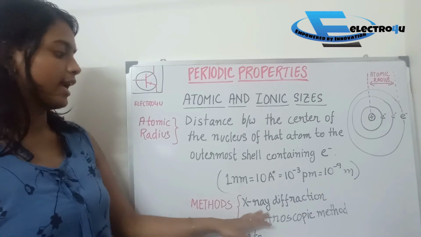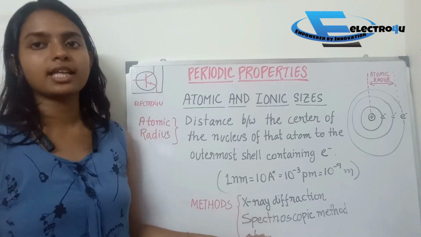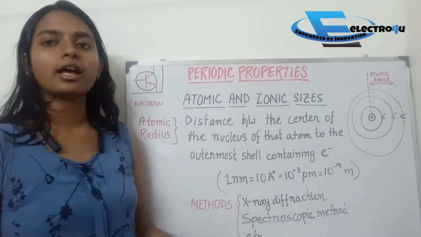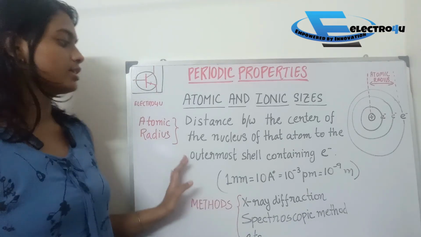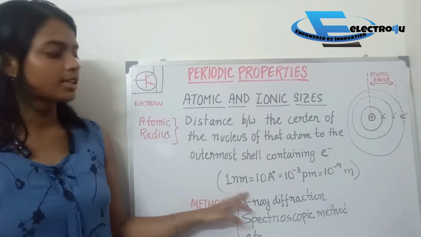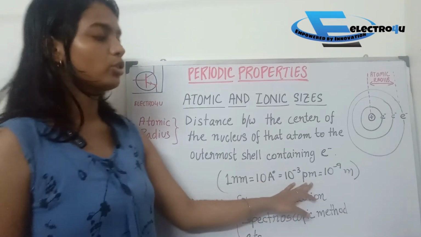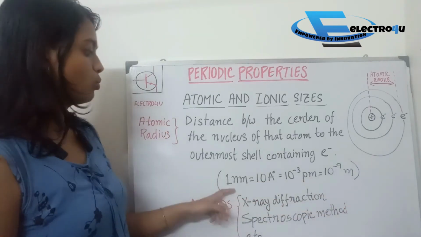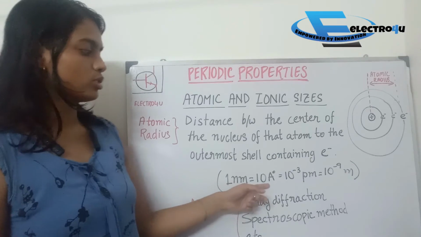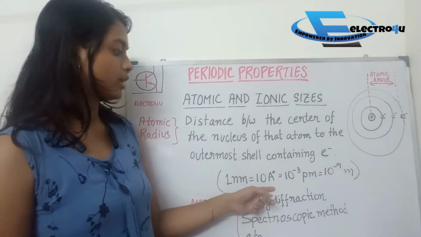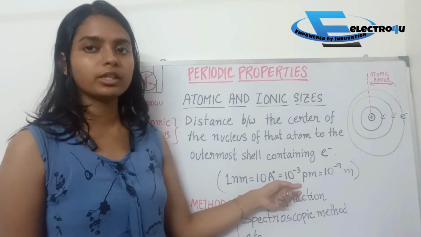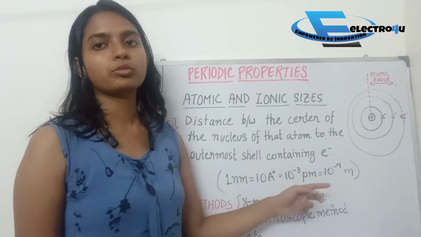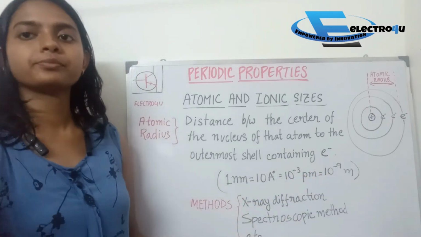We can measure atomic radius with so many methods. First one is X-ray diffraction, second one is a spectroscopic method, and many more methods. And for measuring atomic radius, the units are nanometers, Angstrom units, or picometers or meters. So one nanometer is equal to 10 Angstrom units, and 10 Angstrom units is equal to 10 to the power minus 3 picometers, and that is equal to 10 to the power minus 9 meters.